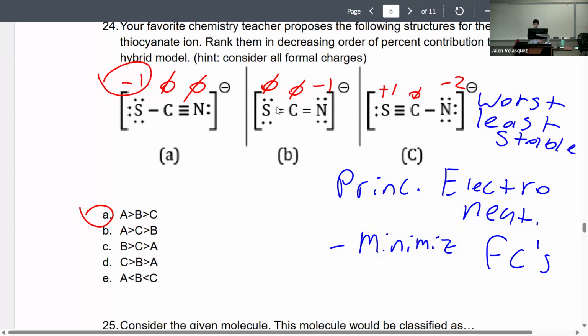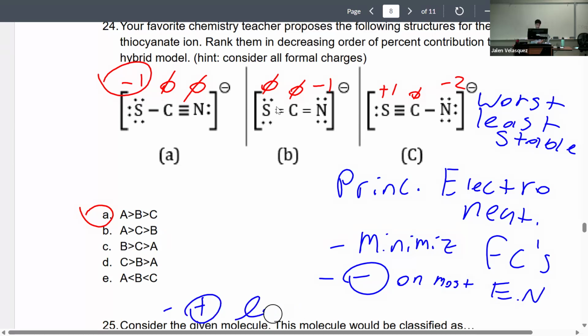Next, so this is why this problem is tricky. You want the negative charge on the most electronegative atom, and then you want a positive charge on the least electronegative atom. Okay? So a lot of people would say B, right? Because nitrogen is just slightly more electronegative than sulfur.